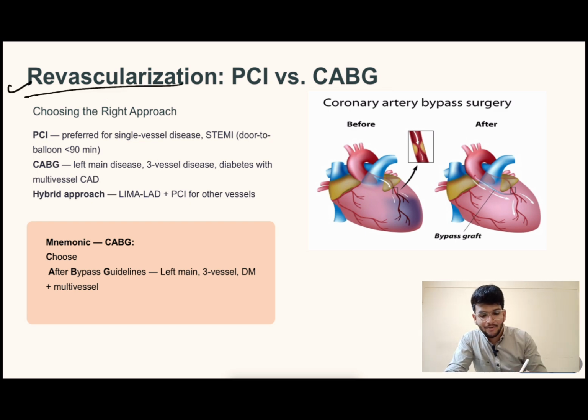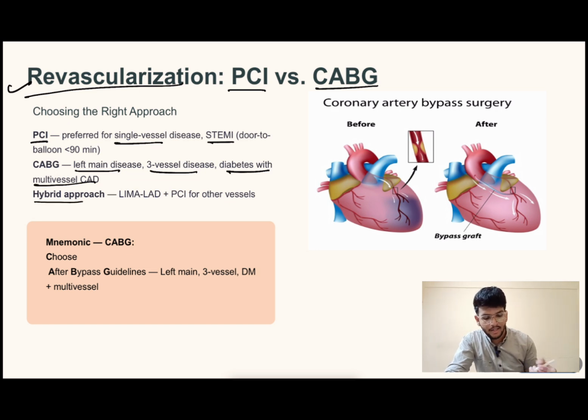Now let us learn revascularization, which is done by PCI or CABG. PCI is preferred for single vessel disease, that is in STEMI. CABG is for left main disease, three vessel disease, and diabetes with multivessel CAD. A hybrid approach can be done, where LIMA to LAD plus PCI can be performed. The mnemonic for CABG is: choose after bypass guidelines, meaning left main, three vessels, diabetes and multivessel damage.